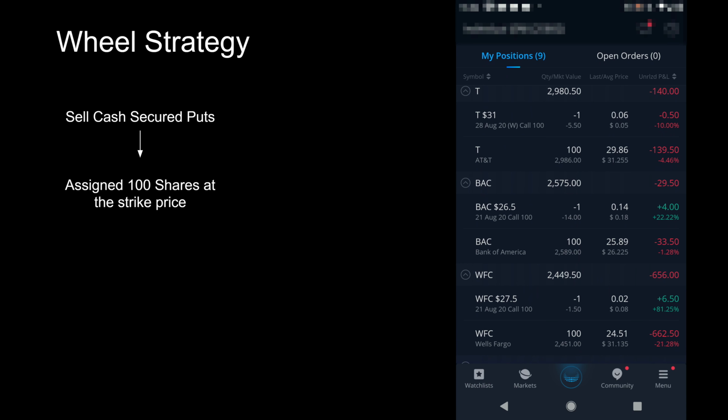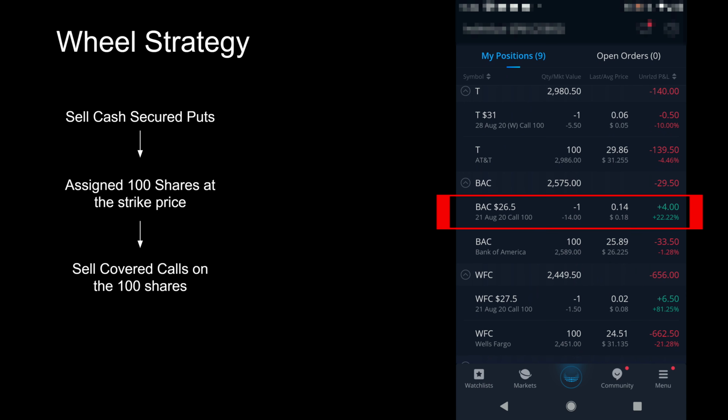So let's say you do get assigned 100 shares at that strike price, right? Which in our case, we did with Bank of America. So we have 100 shares of Bank of America at $26.50. The current price right now is $25.89 per share. So we are down, but what you end up doing after that is you start selling covered calls on those 100 shares, which is what we're doing here. You see that we have a call with a $26.50 strike price. We collected a premium of $18, and it will be expiring on August 21st.